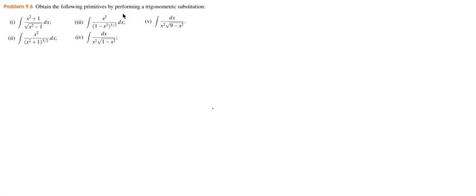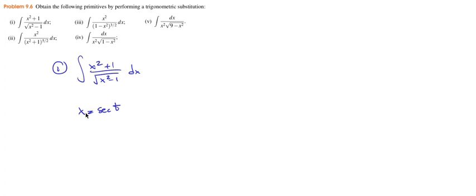Obtain the following primitives by performing a trigonometric substitution. Okay, so for the first one, we have the primitive of (x squared plus 1) divided by the square root of x squared minus 1. Okay, so we've seen before that whenever we have the square root of x squared minus 1, one suggested change of variable is to use x equals the secant of t.